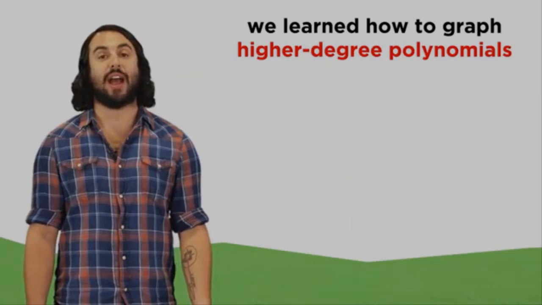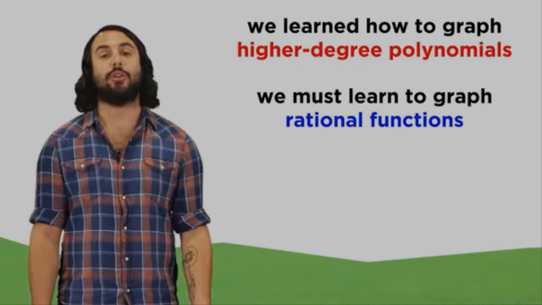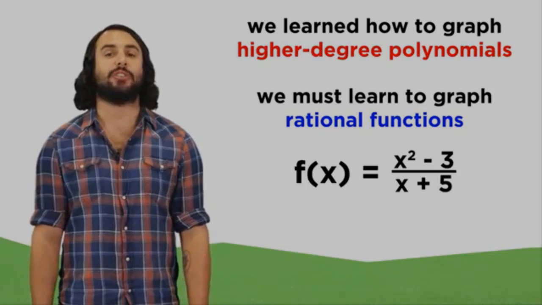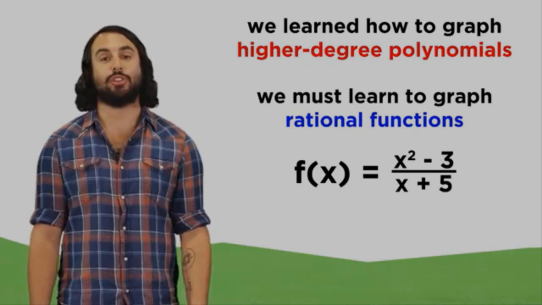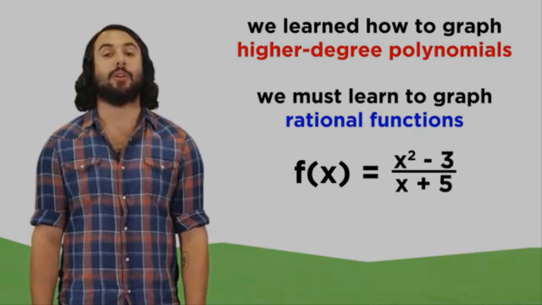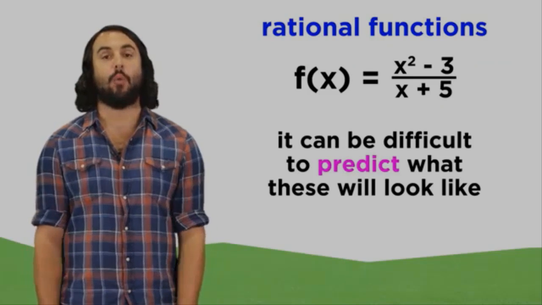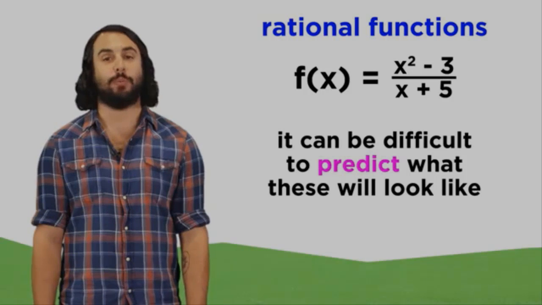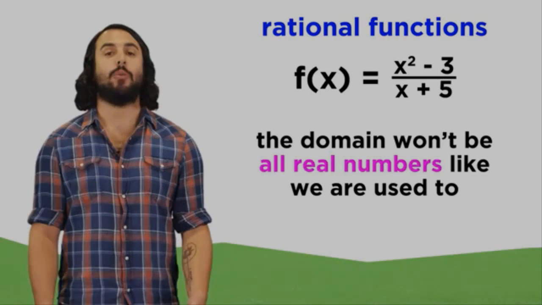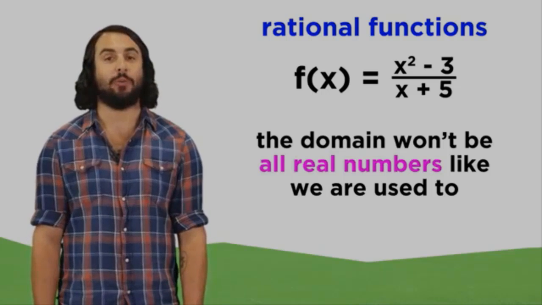We just learned how to graph higher degree polynomials, but we also need to graph rational functions. These are functions that are expressed as quotients of polynomial functions. This can make things a bit trickier for a number of reasons. First, it's not as immediately apparent what the behavior of the function will be. And second, the domain will typically not be all real numbers, as it was for polynomials.